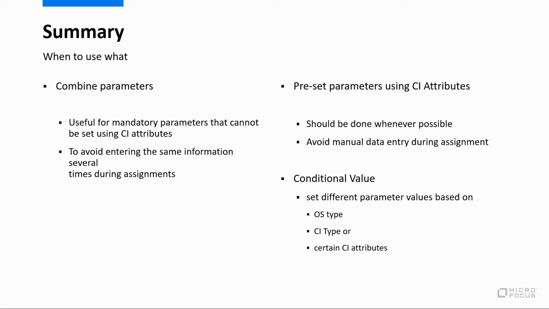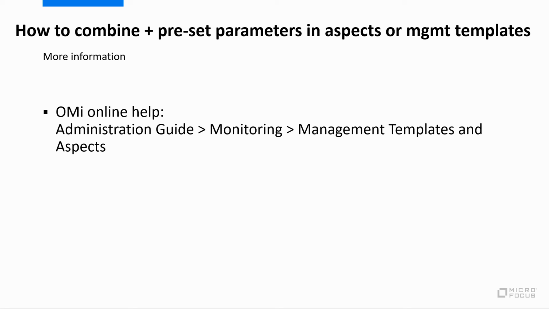So let me summarize when to use what. Combining parameters is very useful in aspects and management templates as it saves you from having to enter the same information again and again. This is especially true for mandatory parameters. Whenever possible, try to set parameter values automatically using CI attributes. If all mandatory parameter values can be set in advance, then this allows automatic assignments without any user input. Conditional values are powerful features in case you don't want to use the same values for all your CIs. To learn more about combining and setting parameters, see the parameterization topic in the OMI online help.